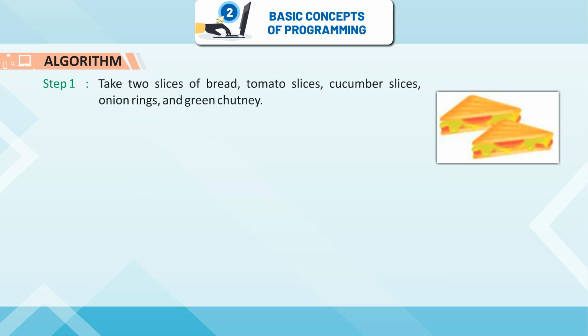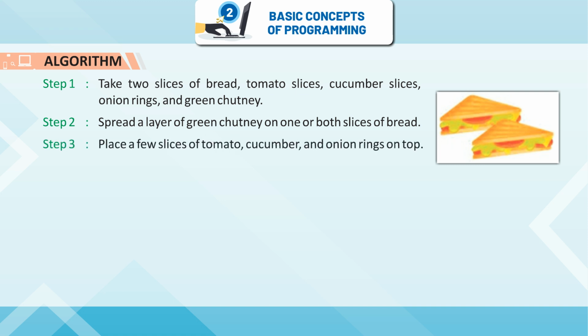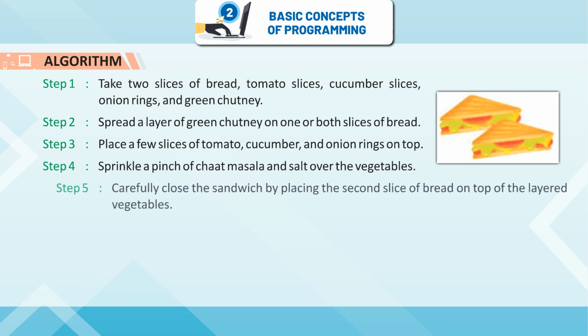Step 1. Take 2 slices of bread, tomato slices, cucumber slices, onion rings, and green chutney. Step 2. Spread a layer of green chutney on one or both slices of bread. Step 3. Place a few slices of tomato, cucumber, and onion rings on top. Step 4. Sprinkle a pinch of chaat masala and salt over the vegetables.